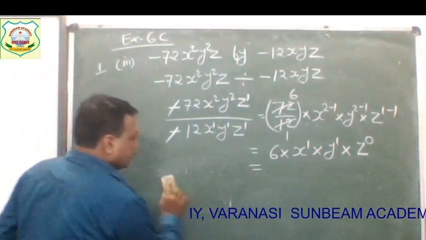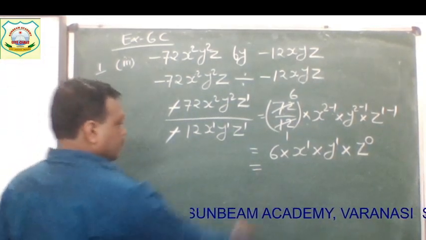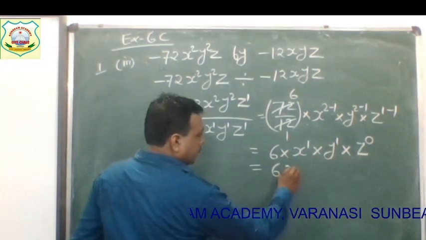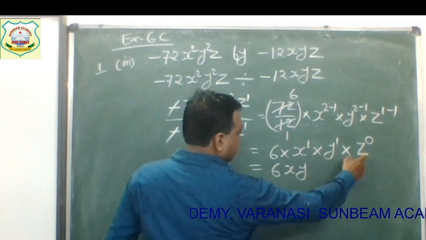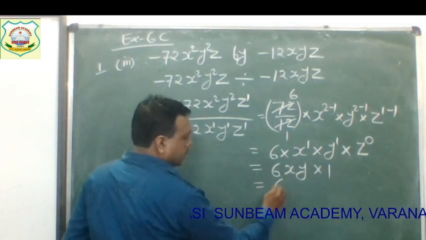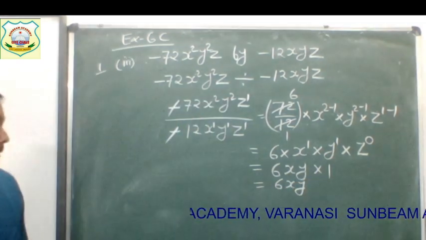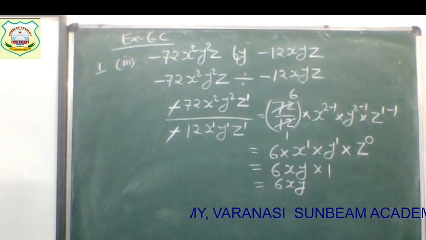So 6xy, and this value will come as 1. So 6xy into 1 is 6xy. It will be your answer. Noted down students.